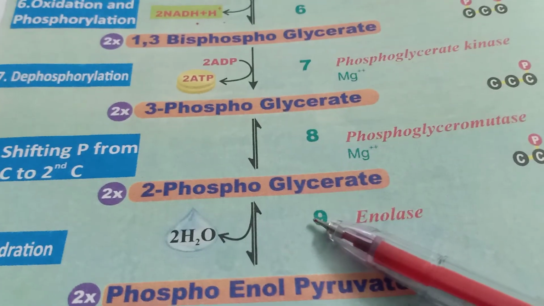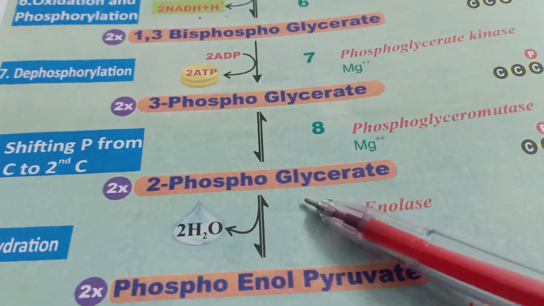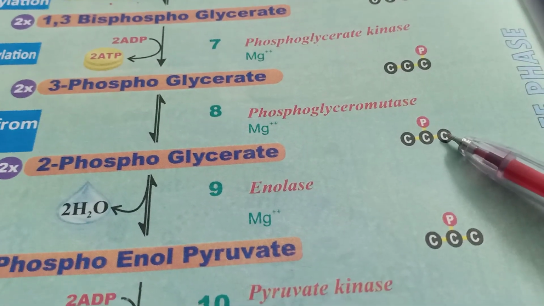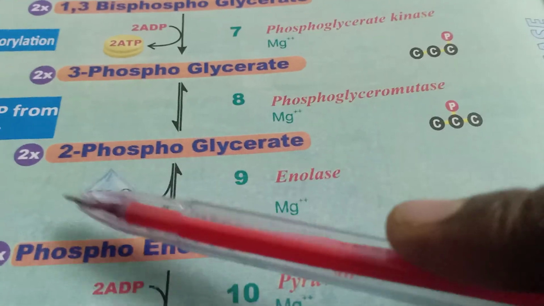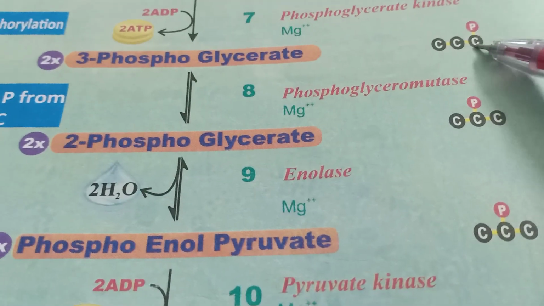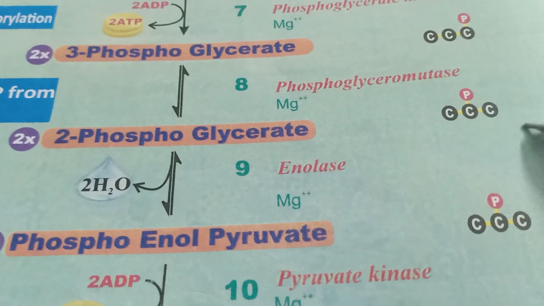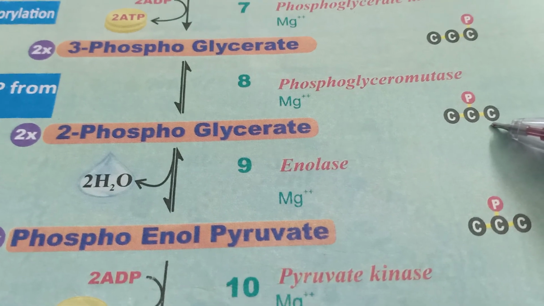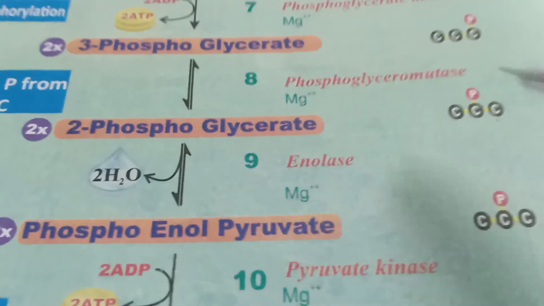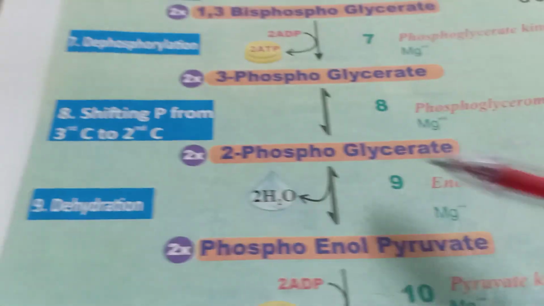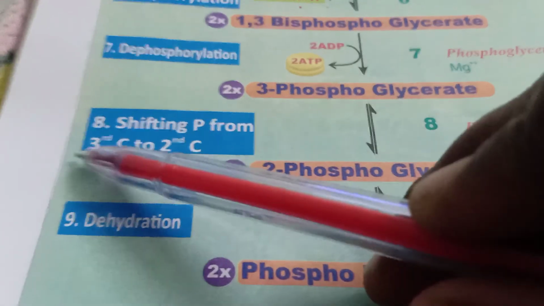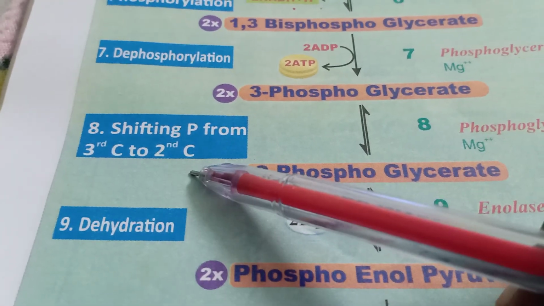Okay, then the 8th step. 3-phosphoglycerate is converted to 2-phosphoglycerate. You can see here that from the third position the phosphate is moved to the second position. Therefore it is called 2. This 3 and 2 indicate the position of the phosphate. It was in the third place here, so it is called 3-phosphoglycerate. Now it is in the second position, therefore it is called 2-phosphoglycerate. This takes place in the presence of the enzyme phosphoglyceromutase. And this is called shifting the phosphate from the third carbon to the second carbon.